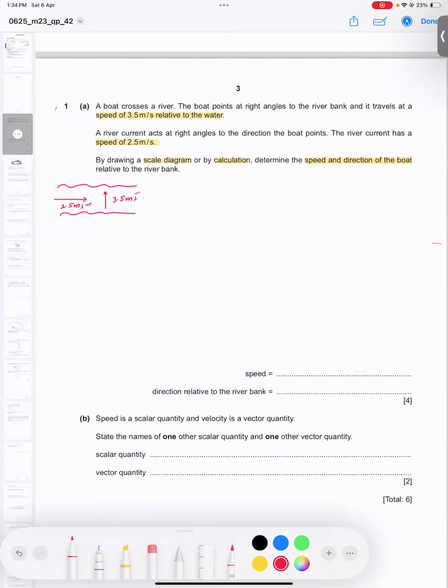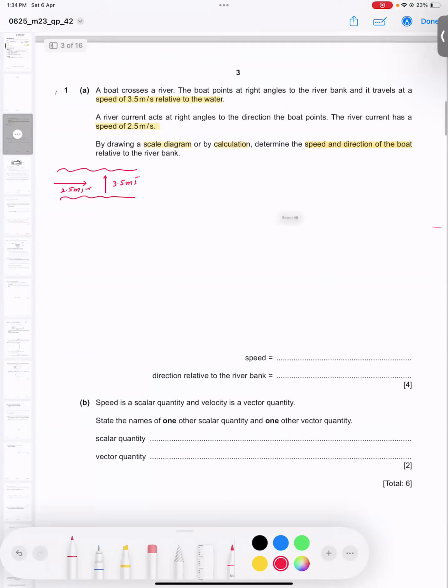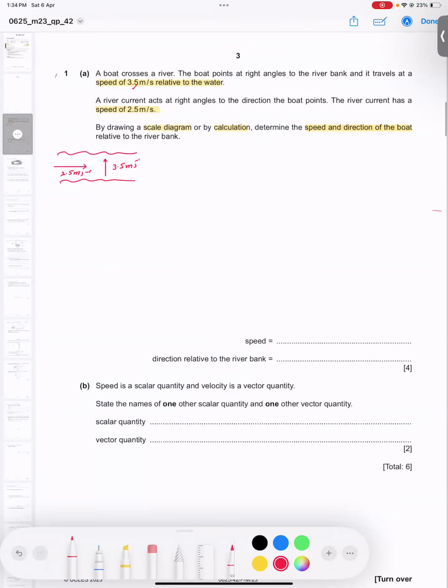I will use a scale diagram. For the scale diagram, I need a scale. These numbers are very small, so I will choose a small scale to make a reasonable size diagram. Let's say 1 centimeter will be equal to 0.5 meters per second. According to this scale, if I convert 3.5 meters per second into centimeters, then it must be 7 centimeter, and 2.5 meters per second must be equal to 5 centimeter.